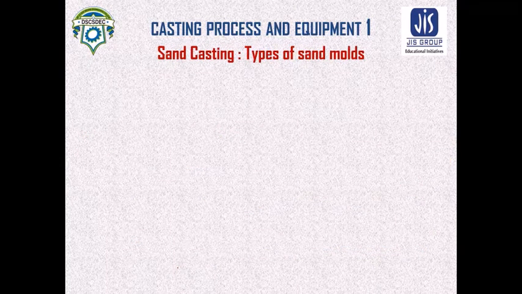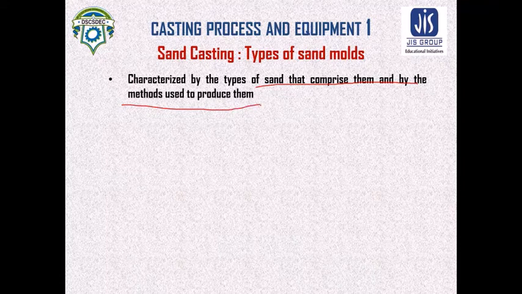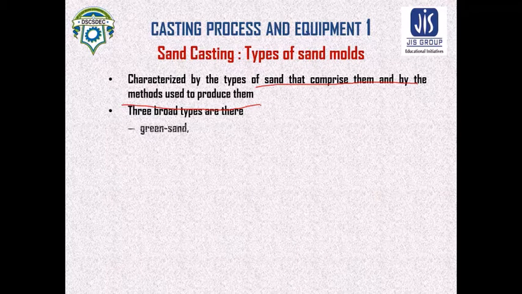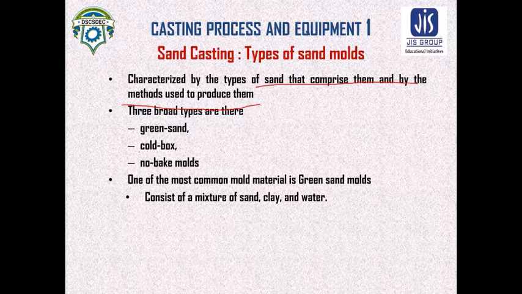Now we will see the types of sand mold. Sand molds can be characterized by the type of sand that comprises them, or by the method used to produce the mold. There are three broad types. First is green sand mold, second is cold box mold, and third is no bake mold. One of the most common mold materials is green sand mold, which consists of sand, clay and water.